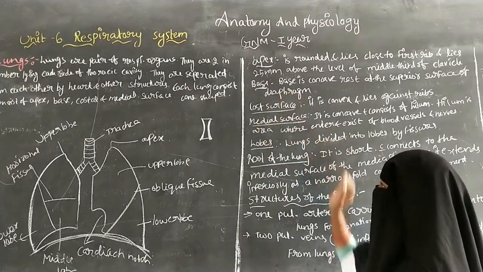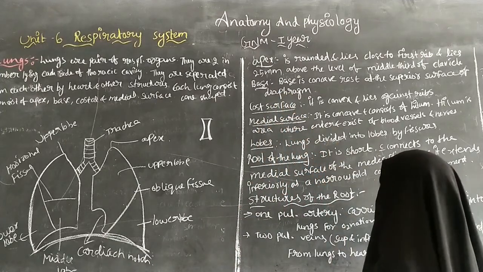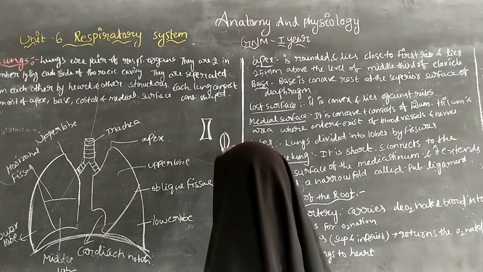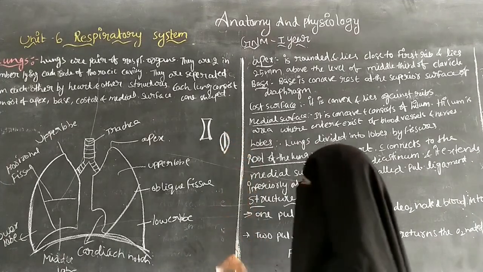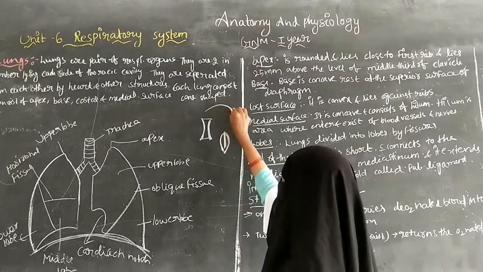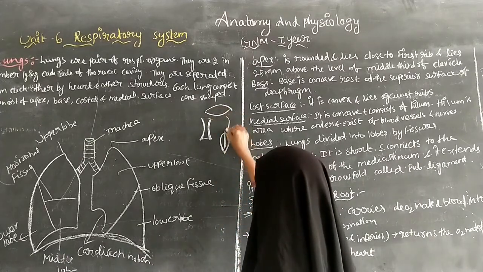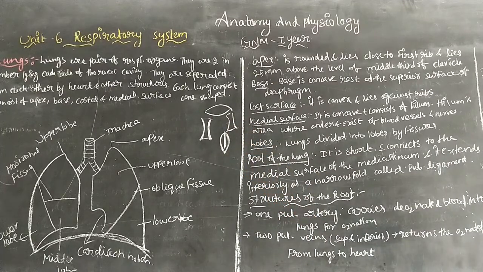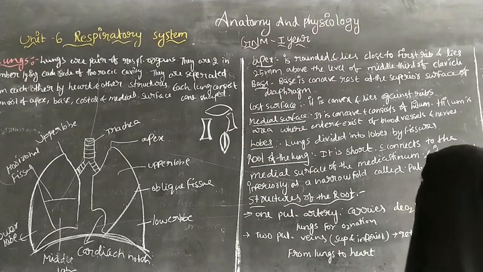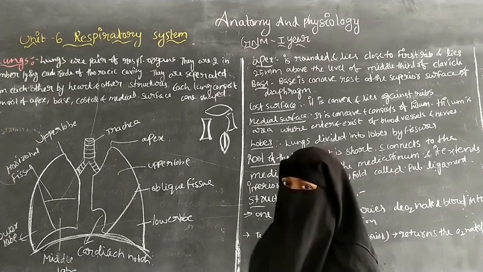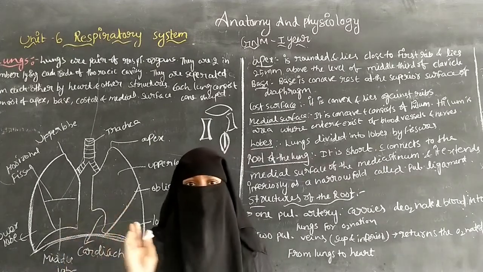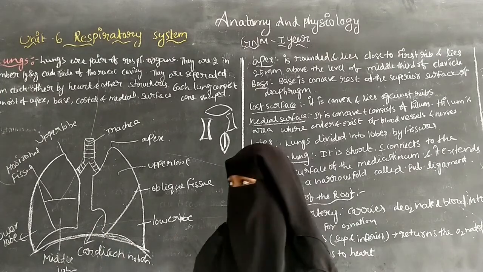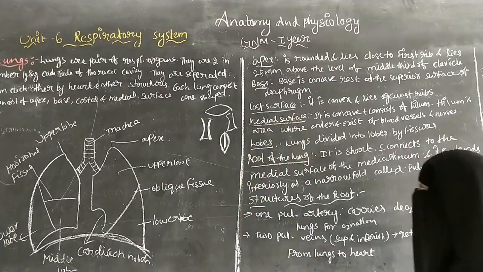The next one is the costal surface. It is convex, while the base is concave. The costal surface is convex and lies against the ribs. So the costal surface of the lungs lies against the ribs. This is called the costal surface.